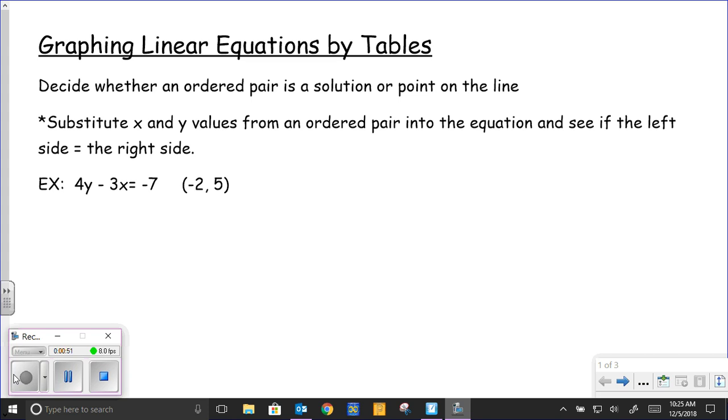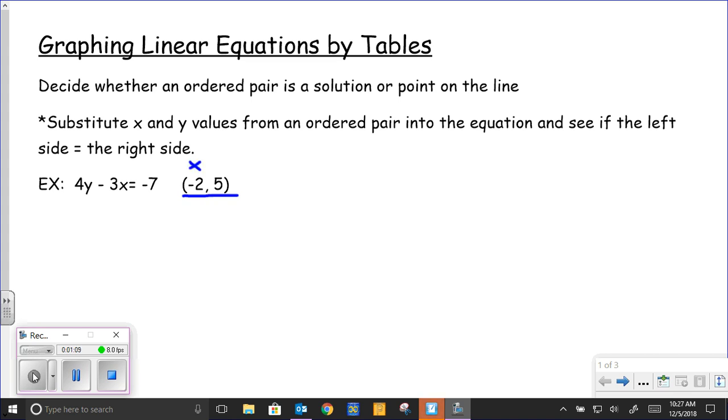So, we have an example here. We have 4y minus 3x is equal to -7, and we have our ordered pair. This is actually given to us. That's what they gave us. So we're going to plug that in for our x and y values. Okay, so our x value is -2, our y value is 5. So we have 4 times 5 minus 3 times -2 is equal to -7.